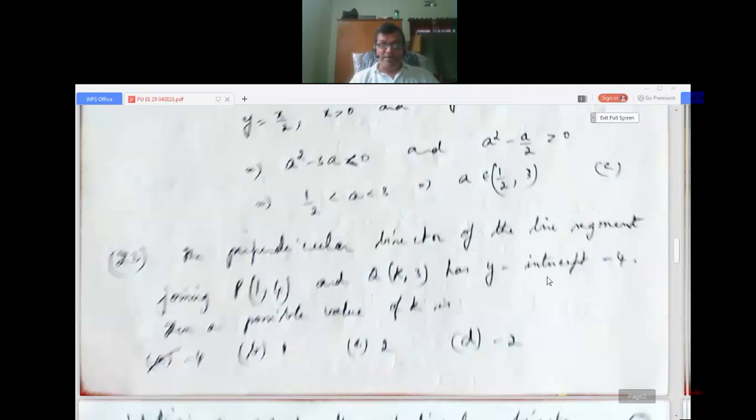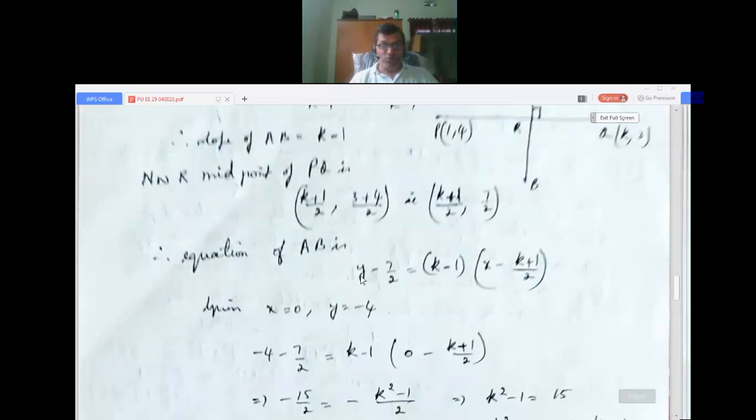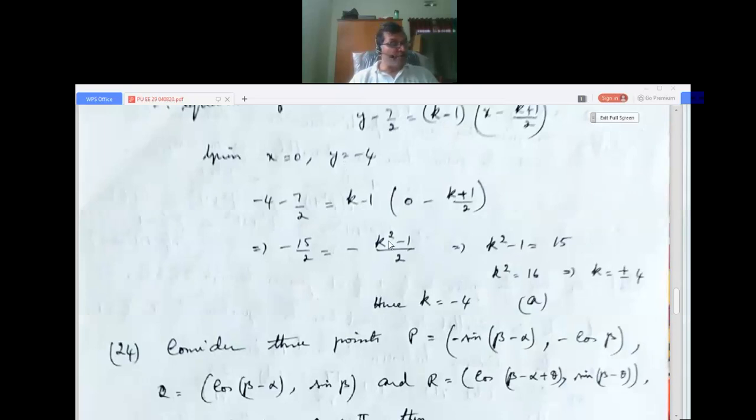As y intercept means it cuts the y axis at 0 comma minus 4. So put here x 0 and y minus 4, because it satisfies the equation, and then simplify it. When you simplify it, you will get k squared minus 1 equals 15, and then simplify, you will get k equals plus or minus 4.